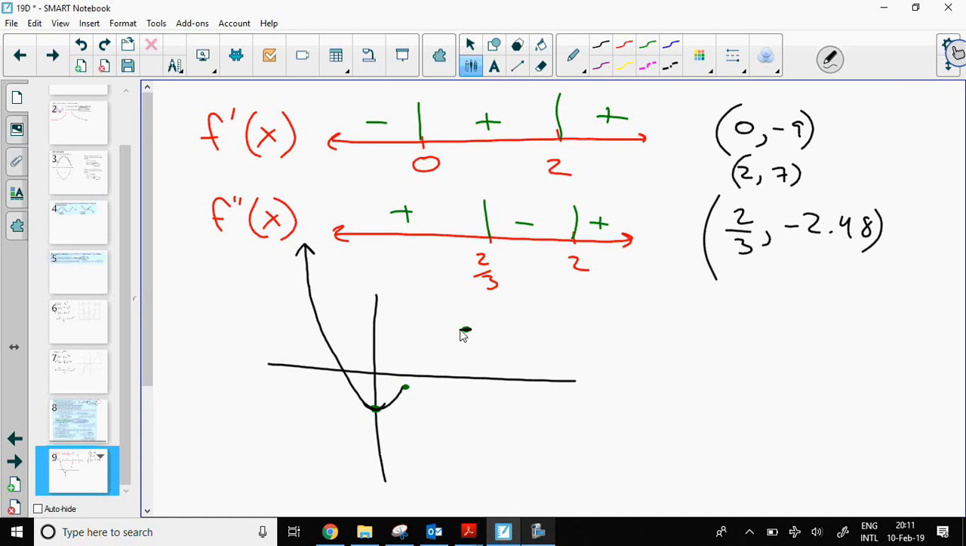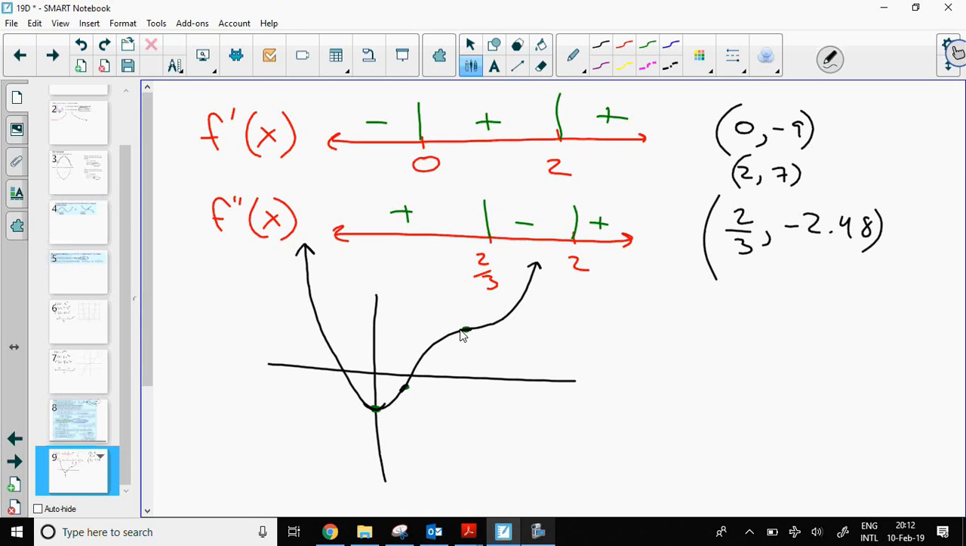In between 2/3 and 2, it continues to increase, but we no longer have the smiley face. We now have a frowny face. It's concave down. So I change the way that my curve is bending, and then at 2, the concavity changes again. We continue to increase, but now we're going in that way. And that's the graph we'd get. Obviously, I'd label the points that I found, but that's it. That's it for curve sketching.